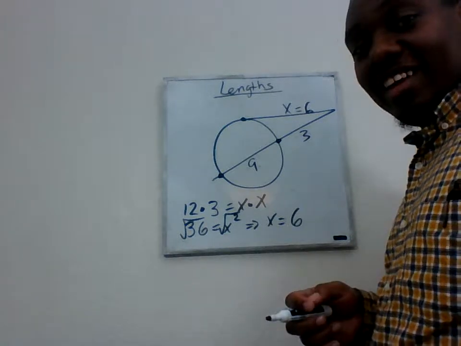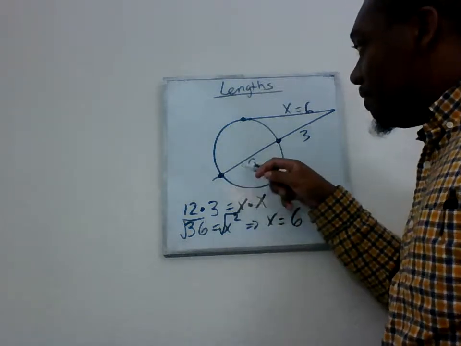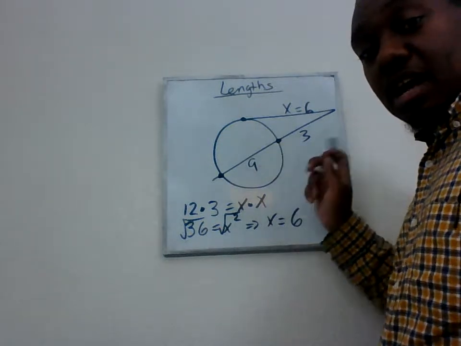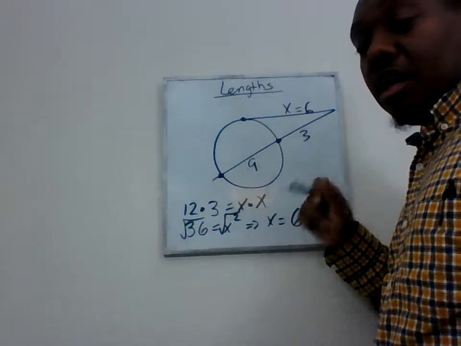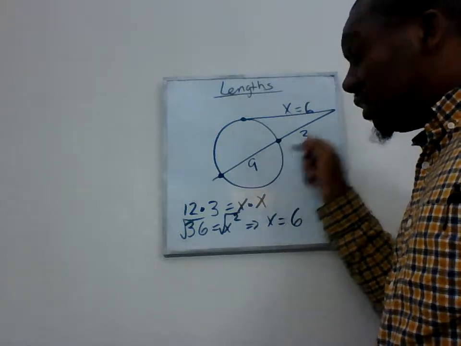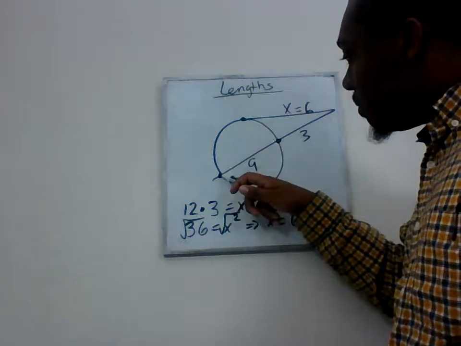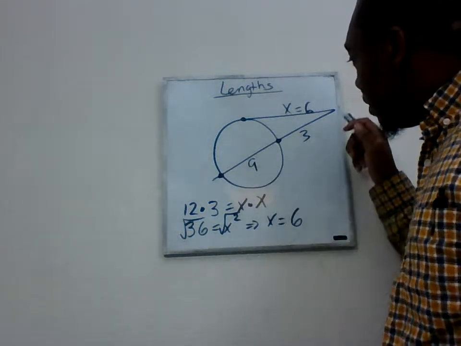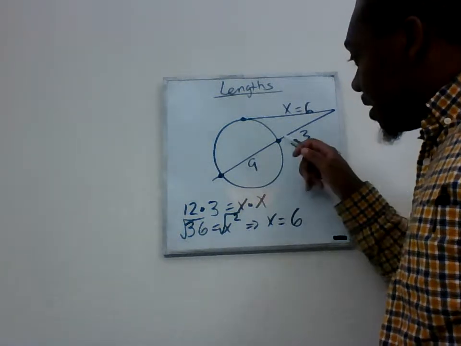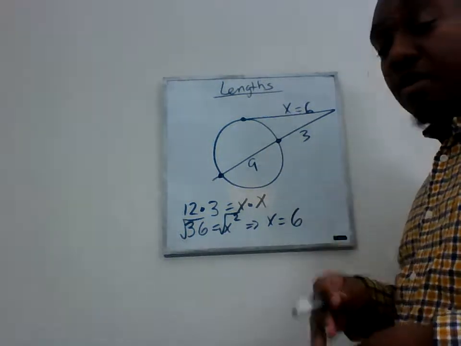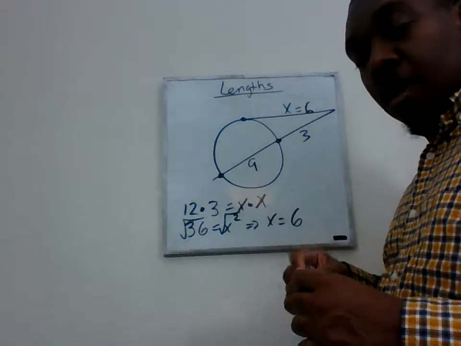So again, if you have two lines that intersect outside of a circle, we can find parts of their lengths based on the fact that if you take the entire measurement, from the circle to the point where they intersect, times how much of it is outside, set equal to the same thing for the other one, we can use that relationship to solve for pieces of it.